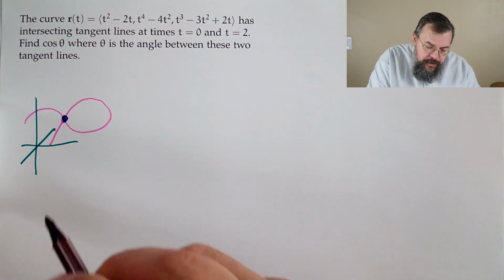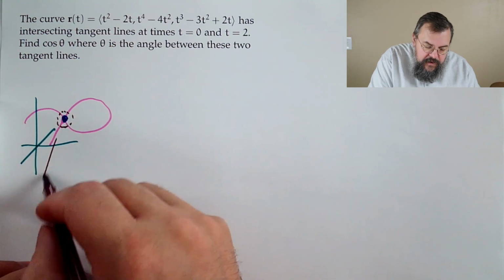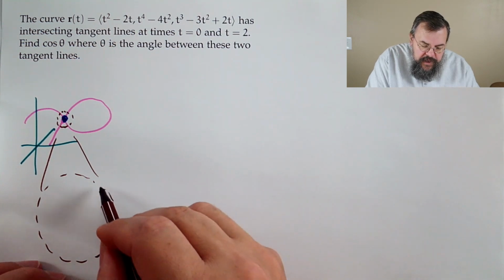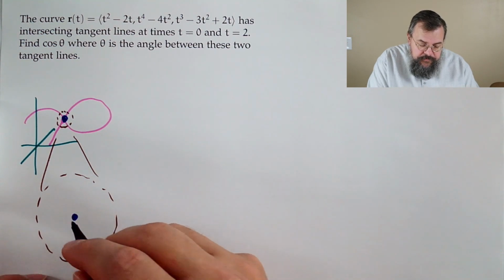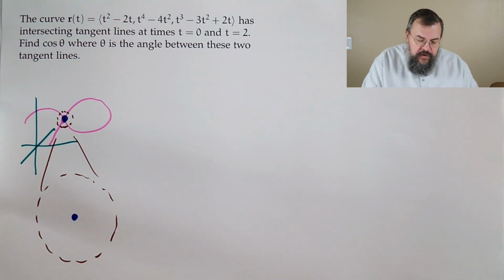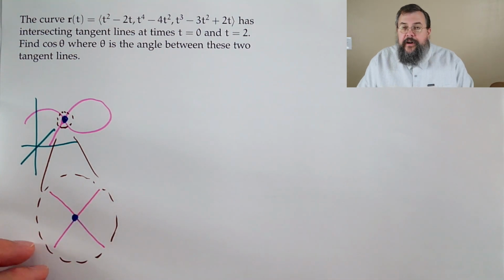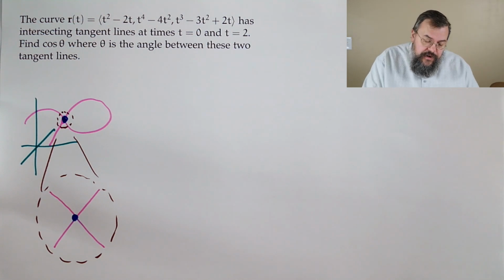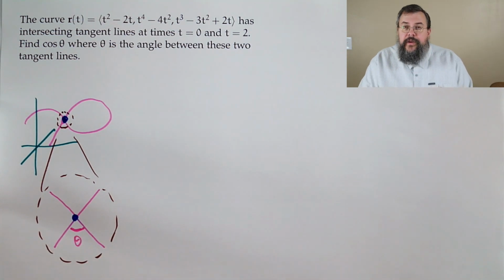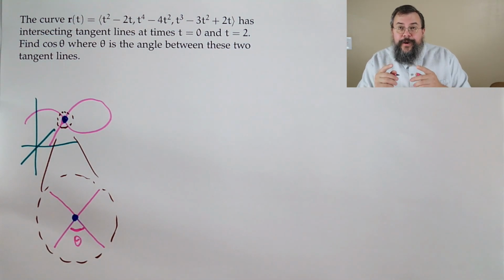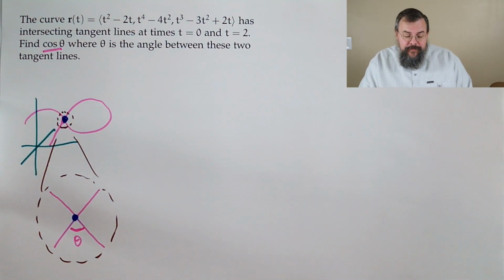And so, if we were to zoom in, what we would see is the following picture. We have this point here of intersection, and the curve, because we've zoomed in really close, looks like just two lines crossing through each other. So our goal is to find this angle here, the angle between them. Well, not the angle actually. What do we want? The cosine of the angle. Well, how do we find that?